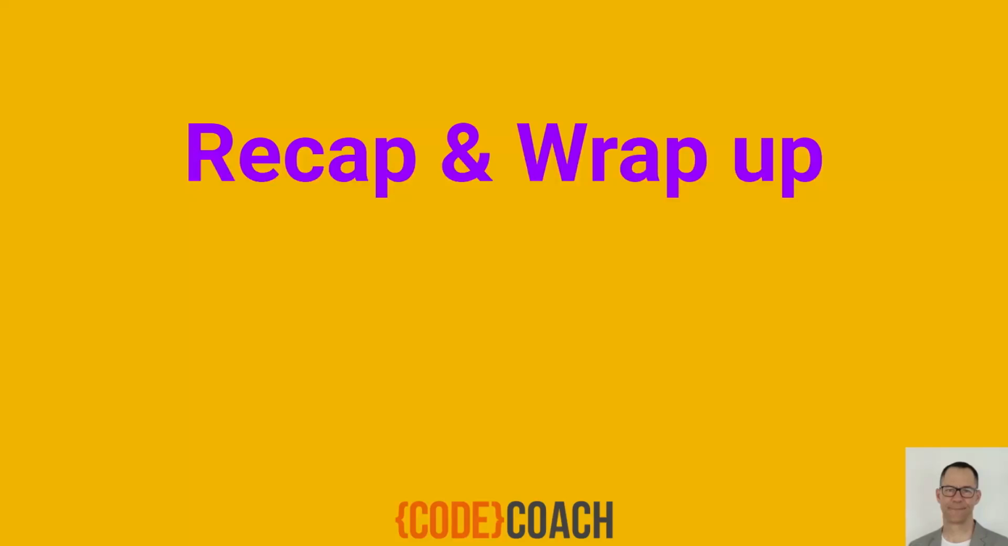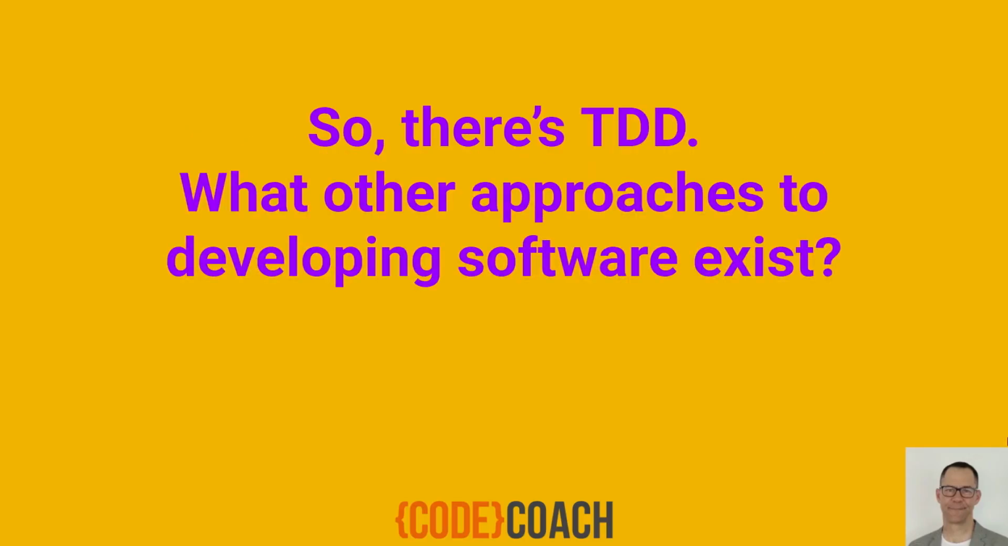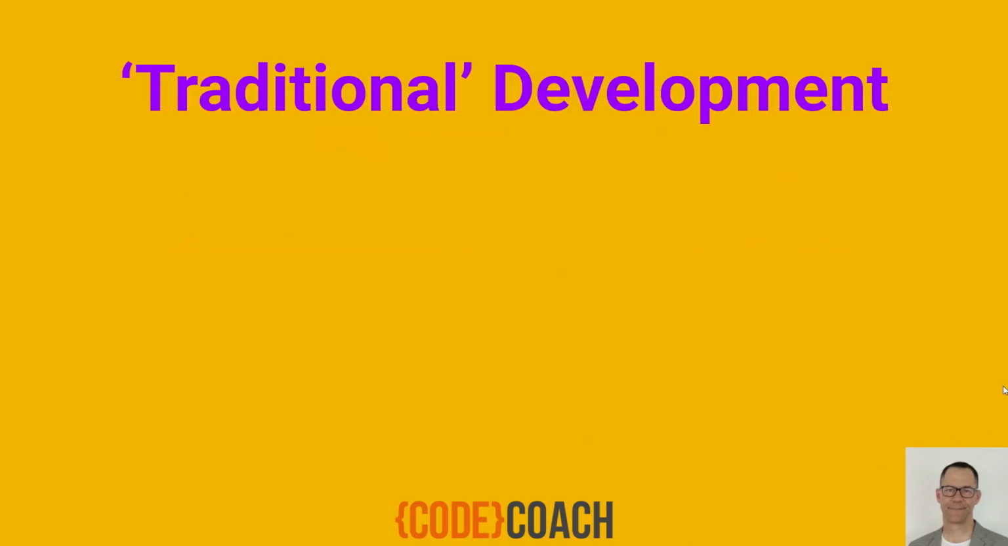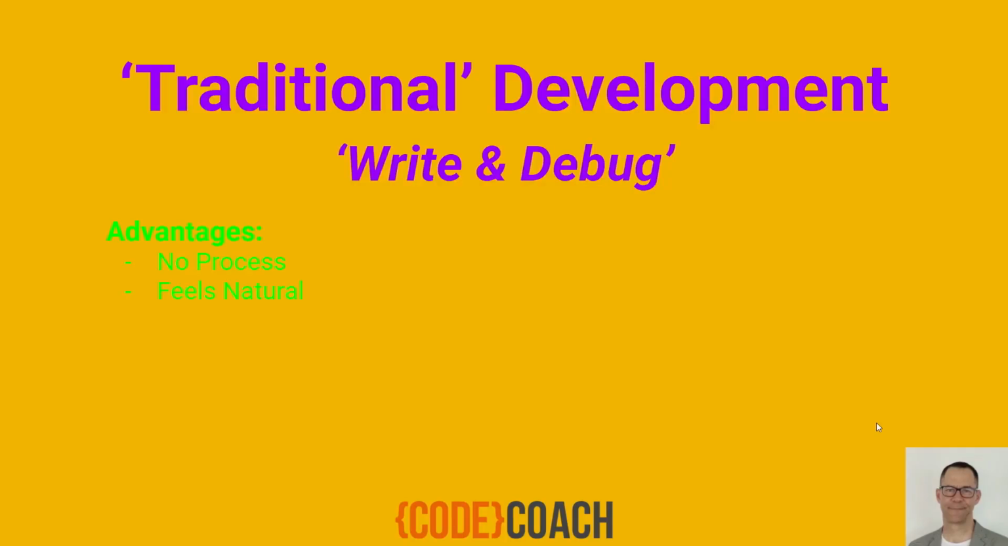Alright, we're approaching the end of this course, so let's recap what we've learned and then wrap up. Firstly, you learned about the three different approaches to writing software. There is a traditional development approach. That's the classic, write the code and then debug it until it works. It feels like this is how software should be developed, but it's got its problems.